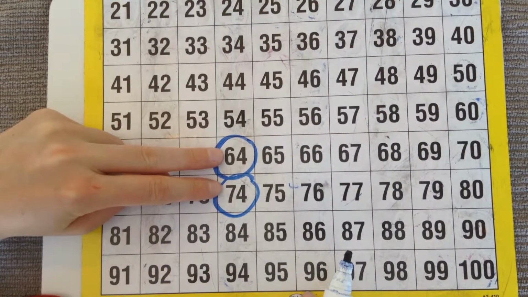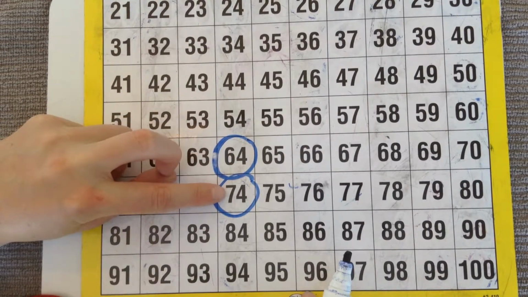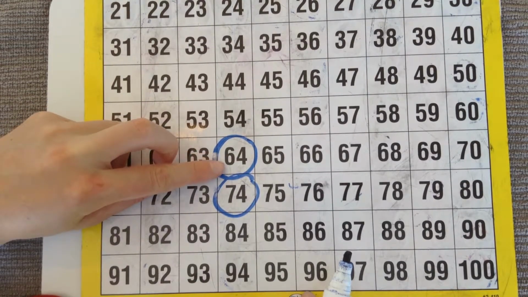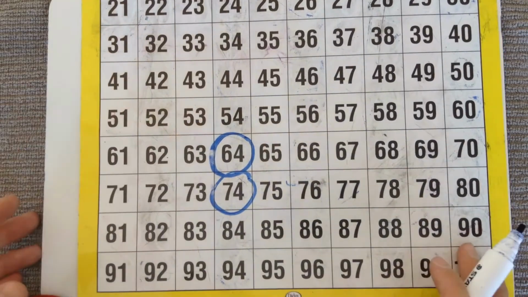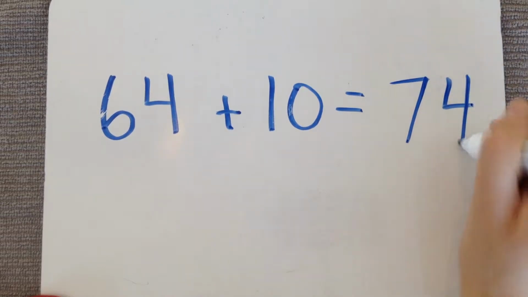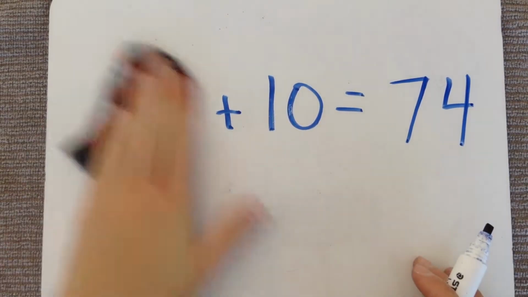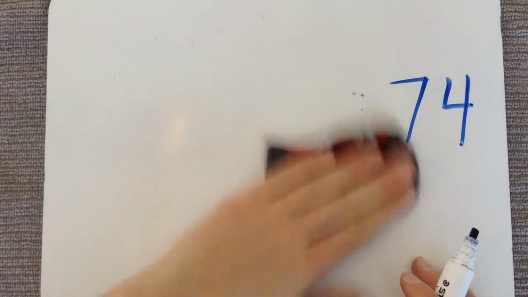You see the number 64 has 6 groups of 10, and the number 74 has 7 groups of 10. That means we added one more group of 10. 64 plus 10 takes us to the number 74. This is how skip counting by tens can help us with addition. Sometimes, though, there's another way of using skip counting by tens, and it involves disguising your numbers. I'm going to give you an example.